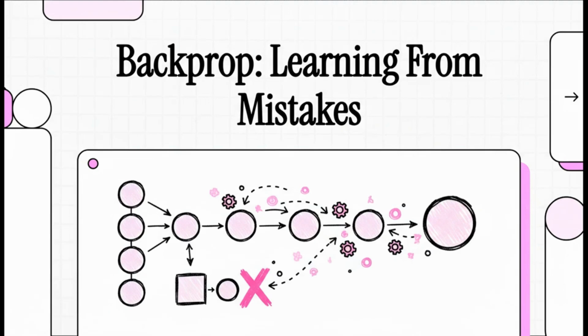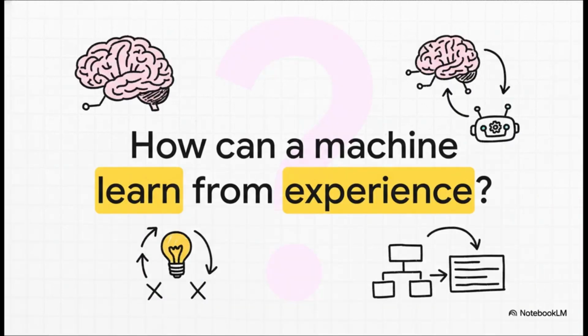All right, let's talk about the engine that powers pretty much all of modern AI. It's called backpropagation. It's the core algorithm that actually lets a neural network learn from its mistakes. So how on earth does it work? Let's dive in. It really all boils down to this one big question.